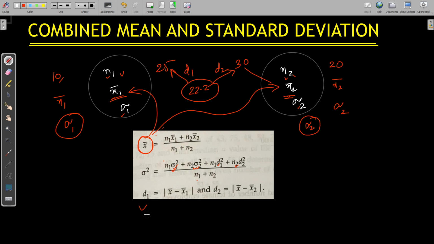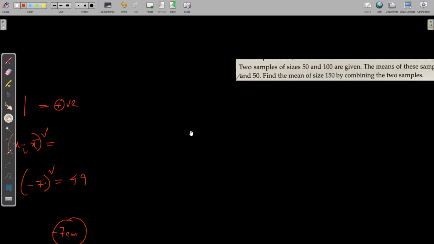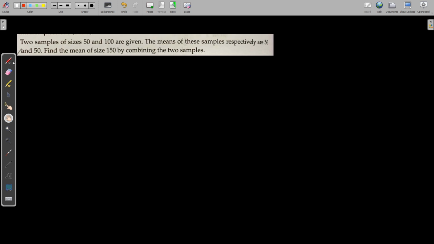So what is d1? D1 is the deviation of the mean 1 with respect to the new mean, the combined mean. D2 is the deviation of the x2 mean with respect to the new mean. Understood? Let's try one question. The concepts will be much clearer. So here are given two samples.